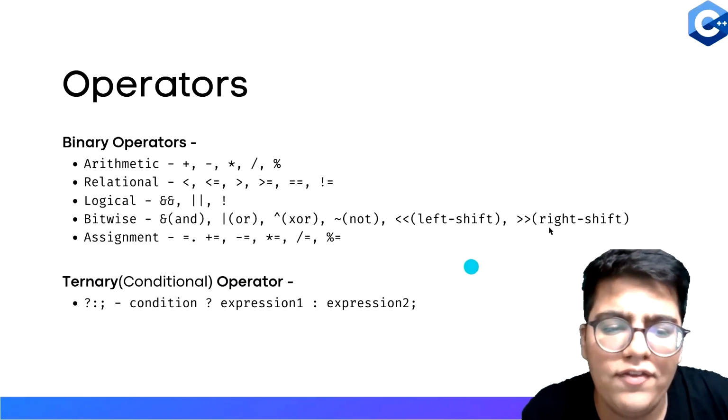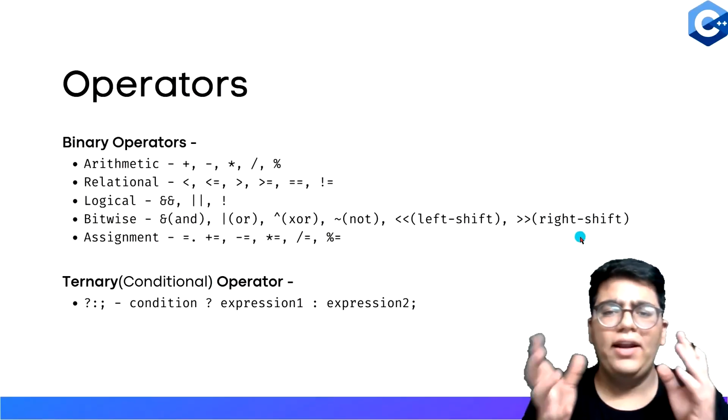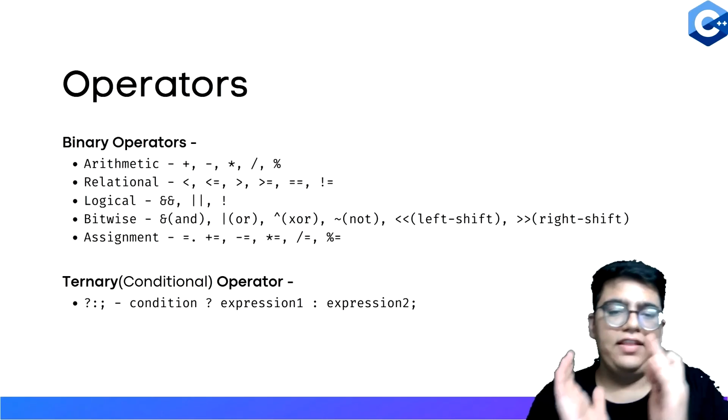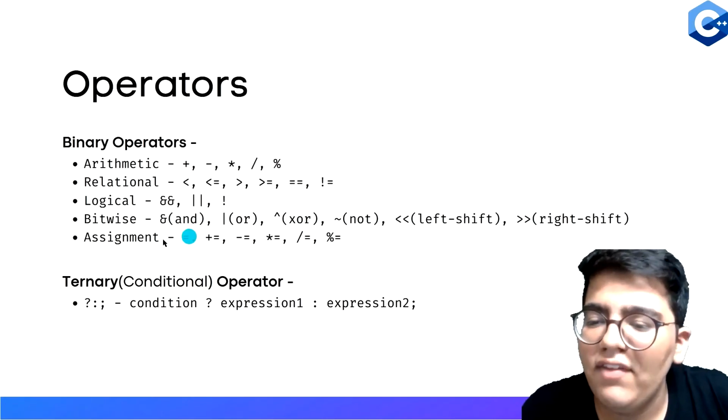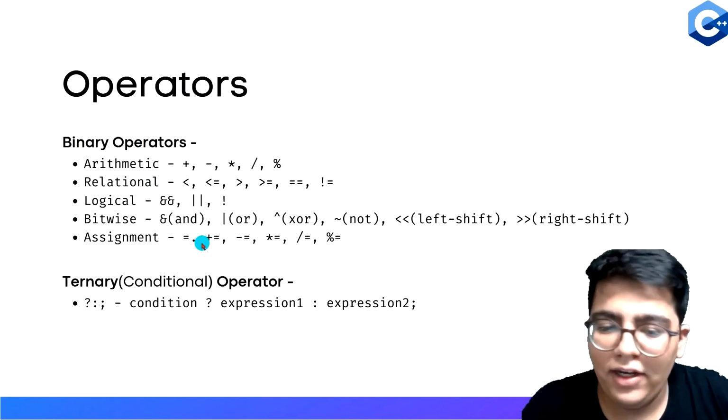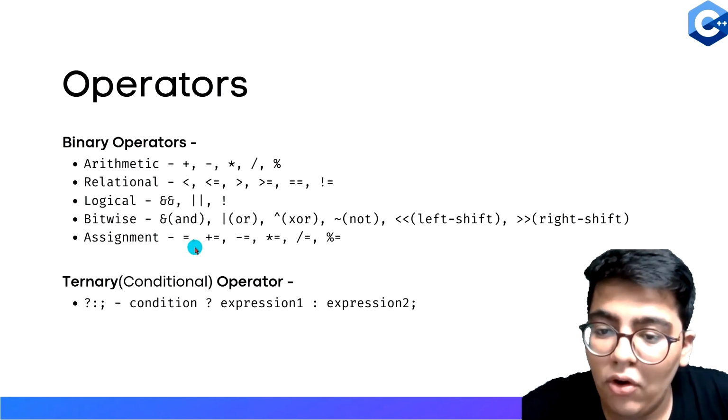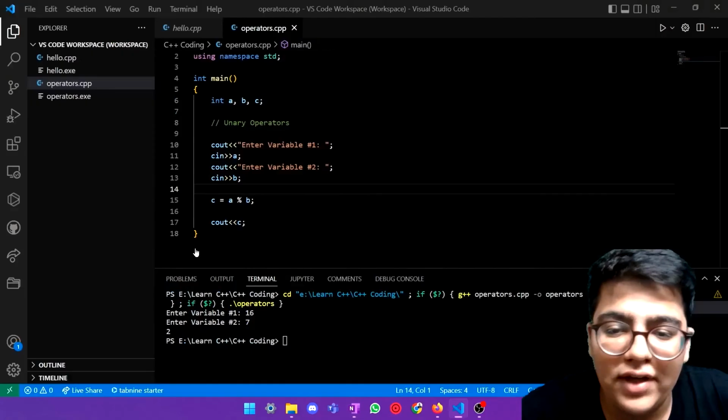We'll be looking into left shift and right shift later. It's like binary numbers, and then shifting them by 1 to the left or right, depending on that. Next we have assignment operators, which are used to assign values. So let's have a look at VS Code itself. Let's go to VS Code.